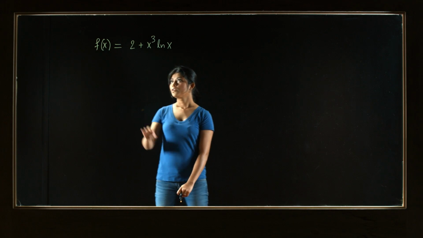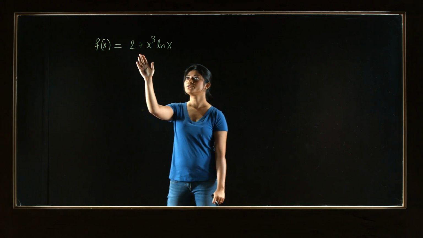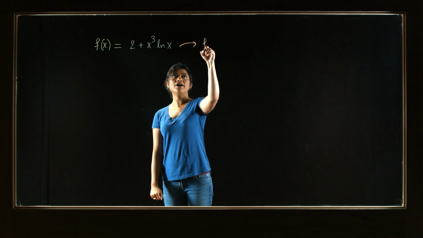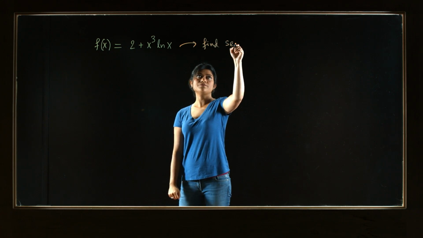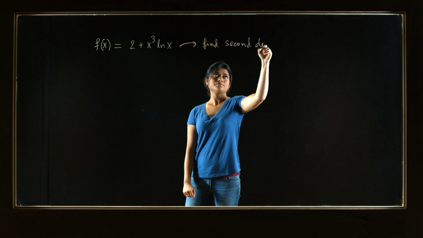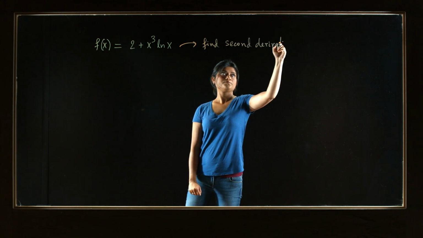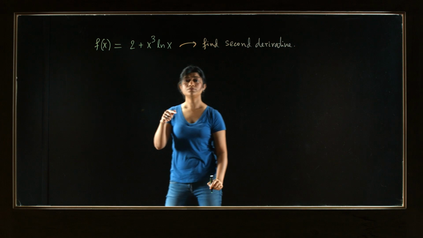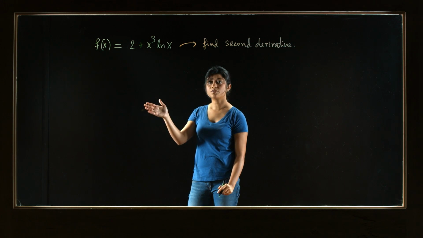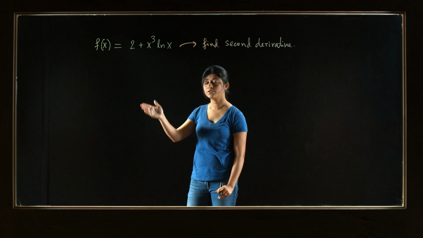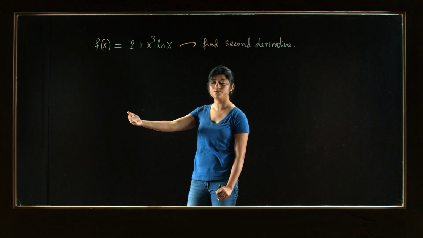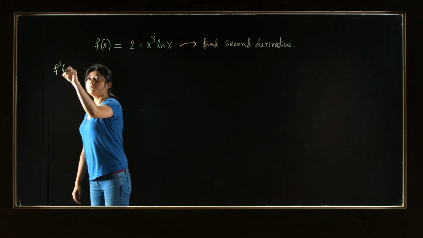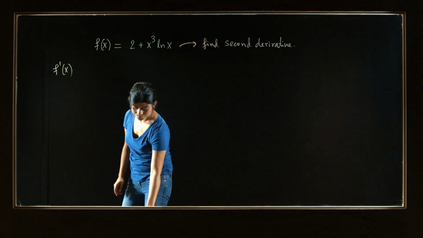In this problem, we have this function f equal to 2 plus x cubed times natural log of x, and we have to find the second derivative of this function. Now recall, in order to find the second derivative, we have to find the first derivative and then take the derivative of that new function. So let's compute the first derivative.